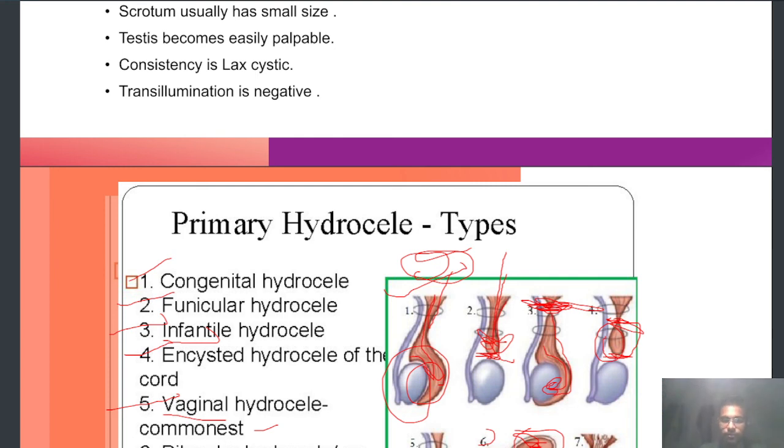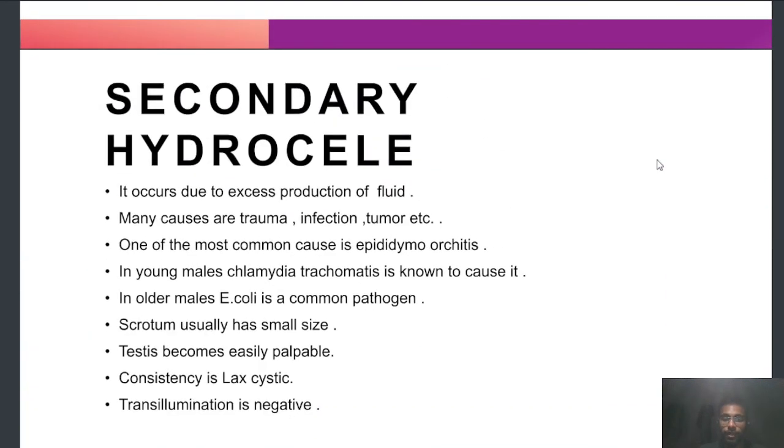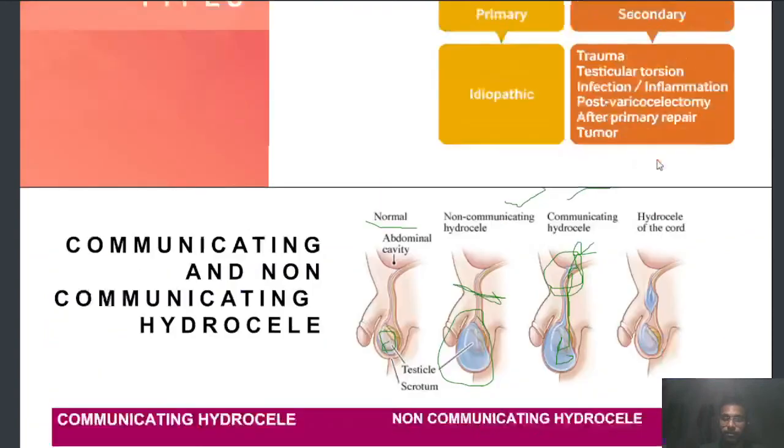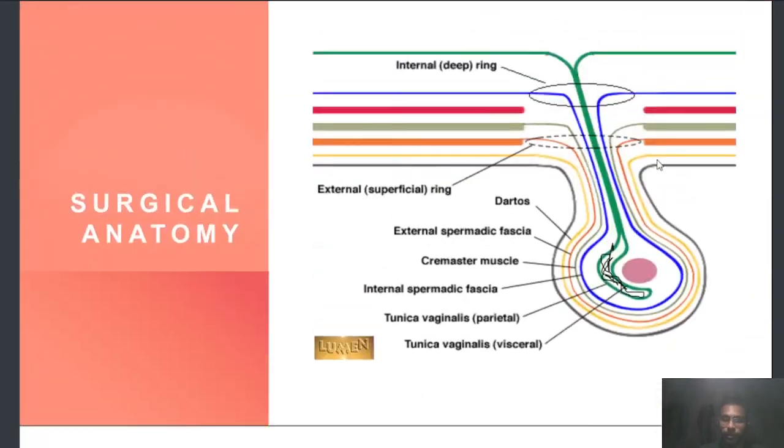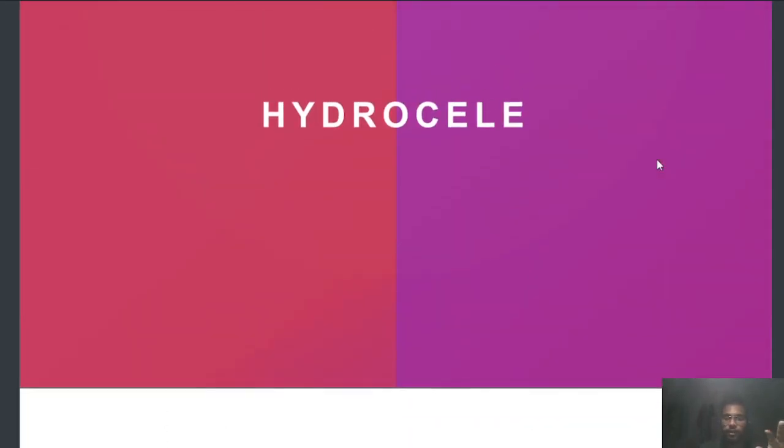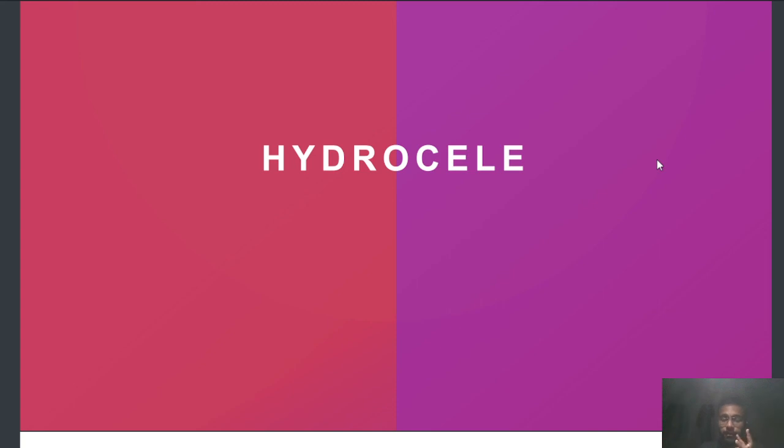So this concludes our lecture on hydrocele, its surgical anatomy, its types, and its pathophysiology. In the second part of the lecture, we will discuss the various types of treatments, the various things that can be done in cases of hydrocele, the treatment options that a patient has, and its different clinical features.